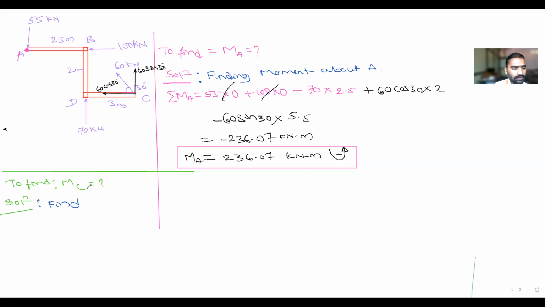I will ask you to find the moment about point C. Okay, so when it is asked moment about point C, you have to write: find moment about C. So the solution is finding moment about point C. Okay, so all of you concentrate and tell me what to write. Sir, please repeat the question again. First, the A point. Do you want the solution or just the question? Solution, sir.